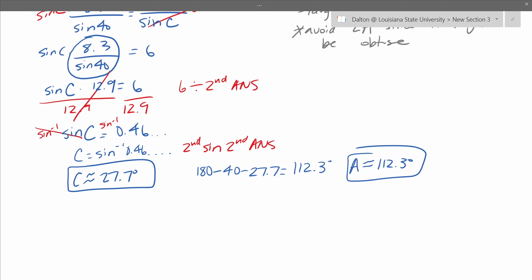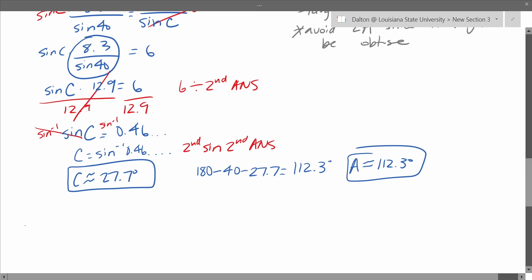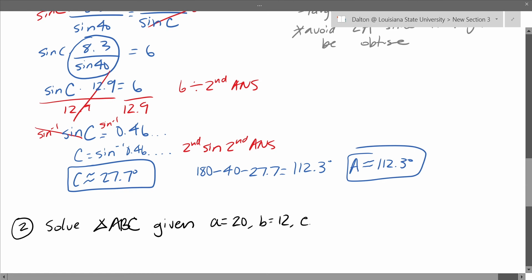Okay, let's do one more example. Example 2. Similar to this, except I want you to solve triangle ABC, given not two sides and an angle, but given literally the three sides of the triangle: A equals 20, B equals 12, and C is equal to 28.